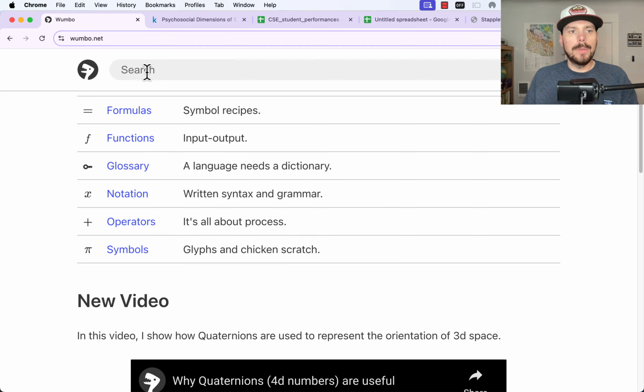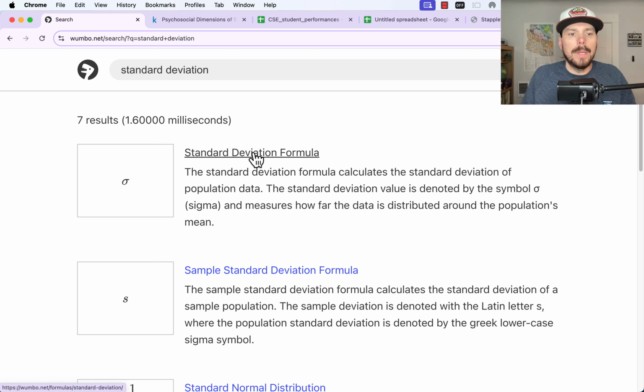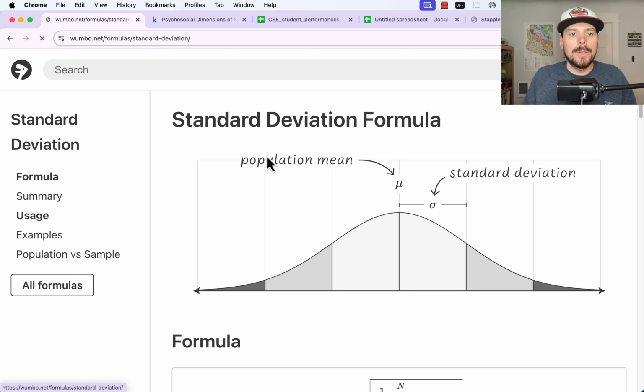Let's take a look at two different ways to find the standard deviation depending on the situation. I'm at wumbo.net, where I like to go to find symbols that I can copy and paste, or find really good formulas and graphs. What we're focusing on today is standard deviation. You can see there's two different pages.